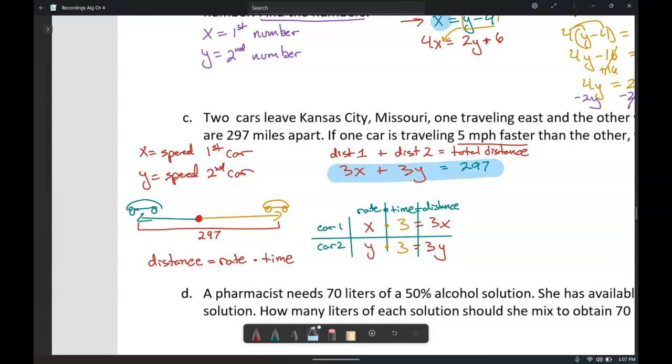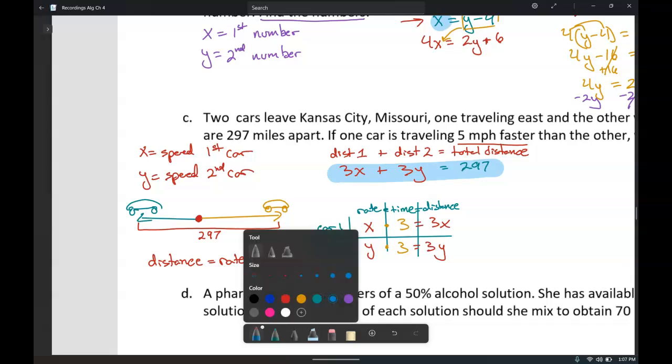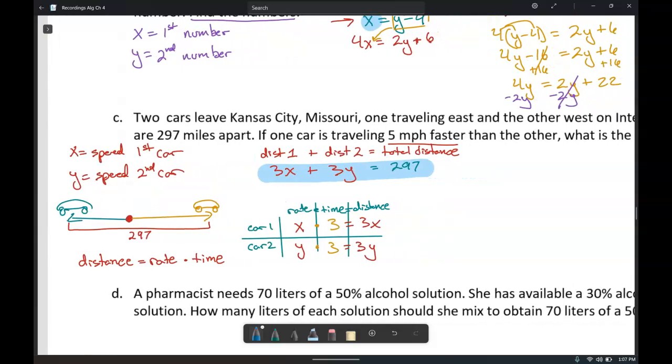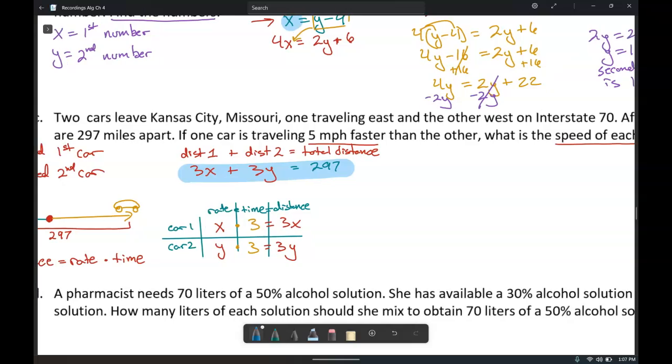Now the second equation, let's think about what else is being told to us about the cars and their speeds. Because again, our variables represent the cars' speeds. Well, what we've been told is that one car is traveling 5 miles per hour faster than the other. So one car, let's say the first car, car 1, is 5 miles per hour faster than car 2.